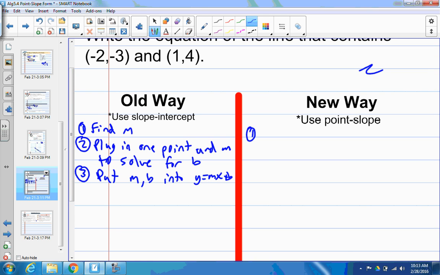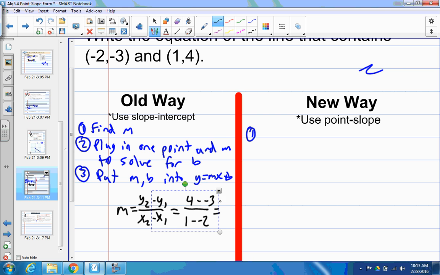So the m would be, let's do y2 minus y1 over x2 minus x1. That we should have ingrained in our heads by now. All right, would be 4 minus negative 3 all over 1 minus negative 2. Those become positive, so it would be 7 over 3, and that's our slope for this one.